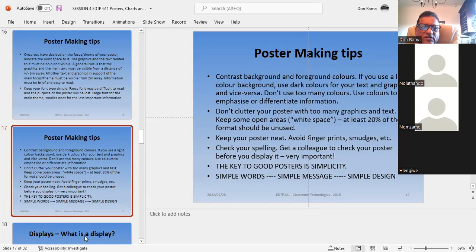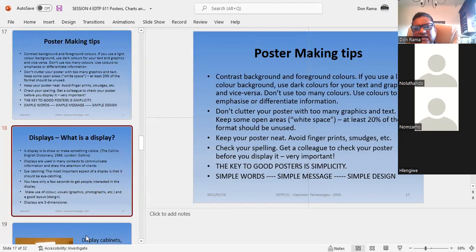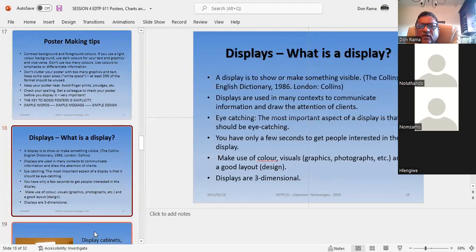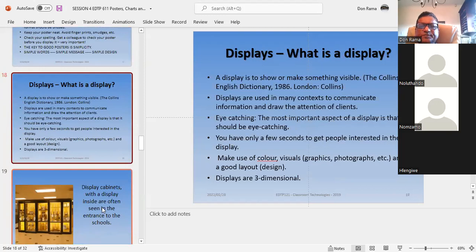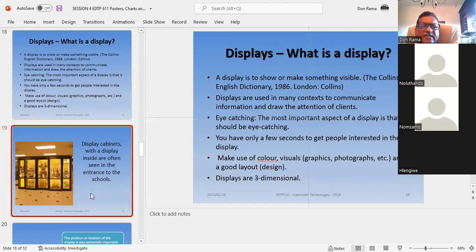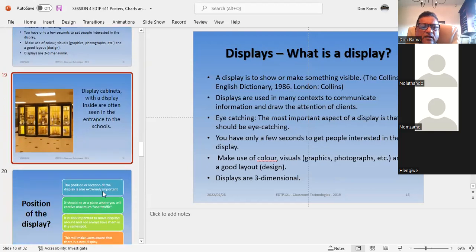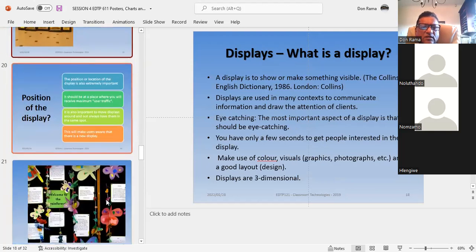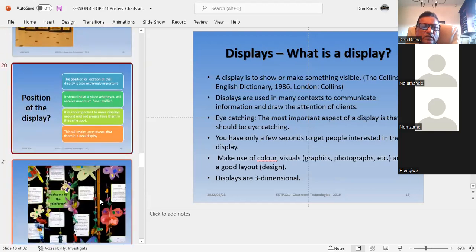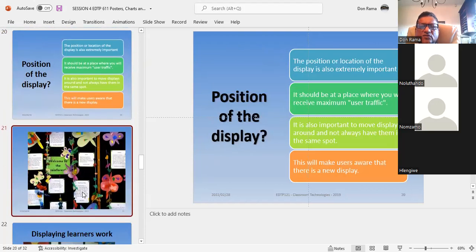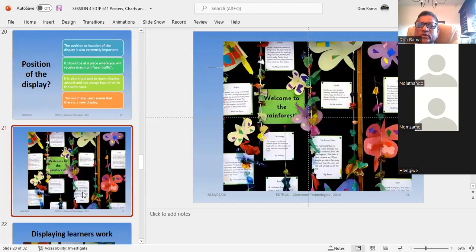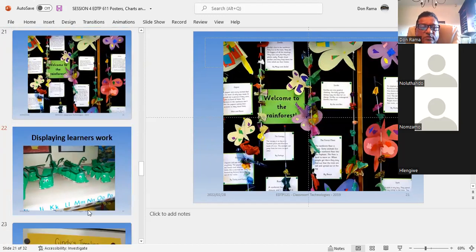Now, in a school situation, we display these charts and posters in different ways. So the rest of the slides here will give you ideas of how to display your charts and posters to make it attractive for the learners to look at, right? So you can look at these different layouts.